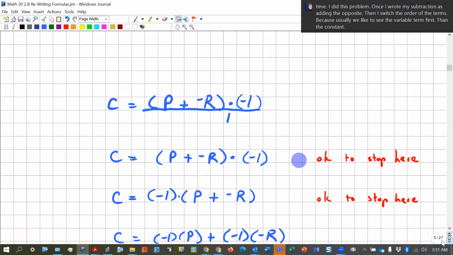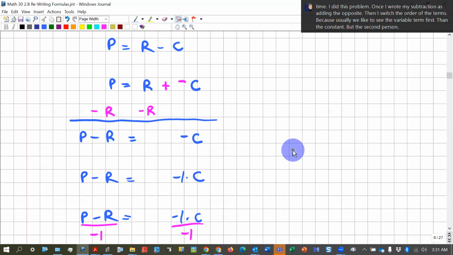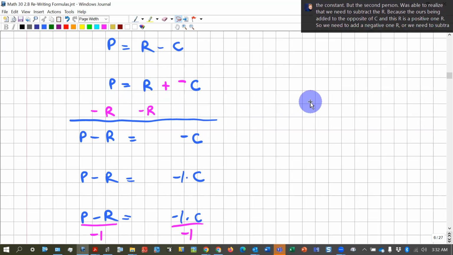But this second person was able to realize that we need to subtract the R because the R is being added to the opposite of C, and this R is a positive 1R, so we need to add a negative 1R, or we need to subtract 1R from both sides.